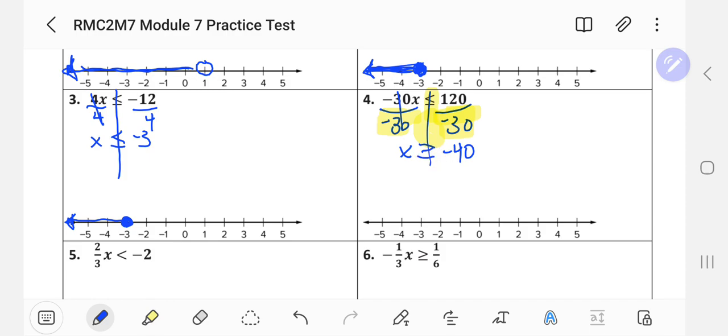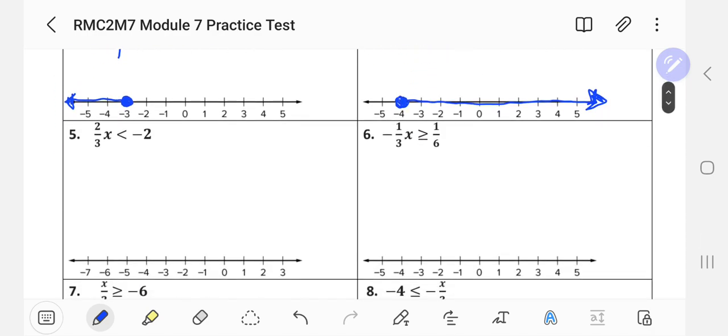All right. I'm gonna read it from the variable. Start here. X is greater than or equal to negative 40. Whoa, I did some math wrong there in my head. Sorry. Negative 4. There we go. X is greater than or equal to negative 4, so I'm going to close that circle. I'm going to shade greater than this time, this way. And we're moving right along.